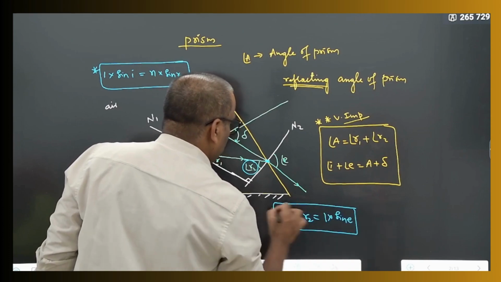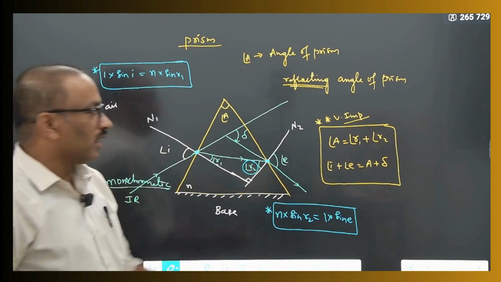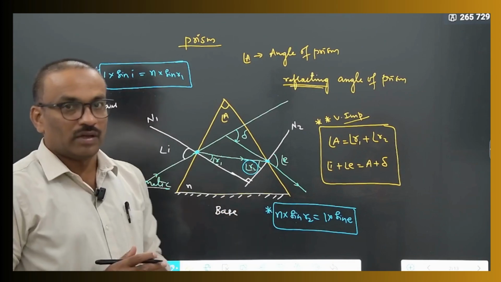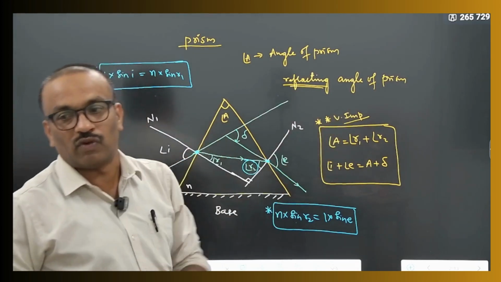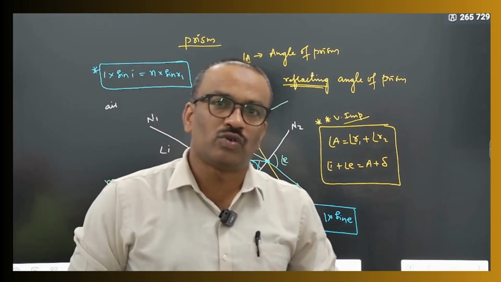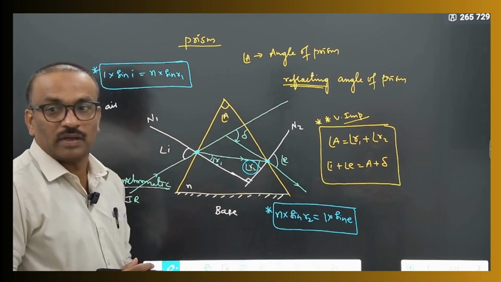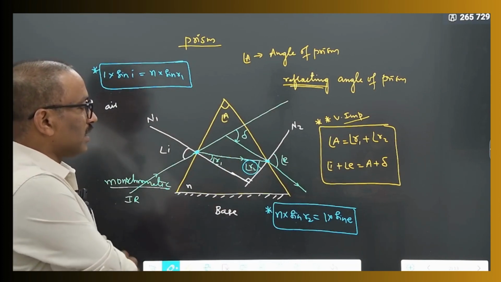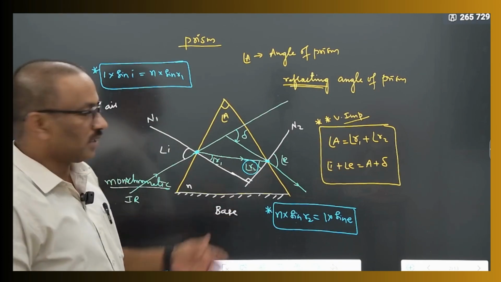That's all. These are all simple things; the extra learning is only this one. So applying Snell's law twice plus the two angle relations, only these 4 formulas are enough to solve any type of problem related to the prism. Clear? Right? So let us see how to apply them in different situations, one by one.